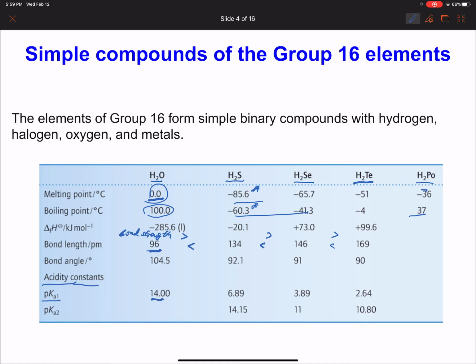Water, right? That's a trend. Because the hydrogen-oxygen bond is stronger than in the other ones, it's hard to release a proton from water compared to the other ones. So if I give you these four compounds and ask which one is the strongest acid, you will say this one. Make sure you remember the trend for this one.